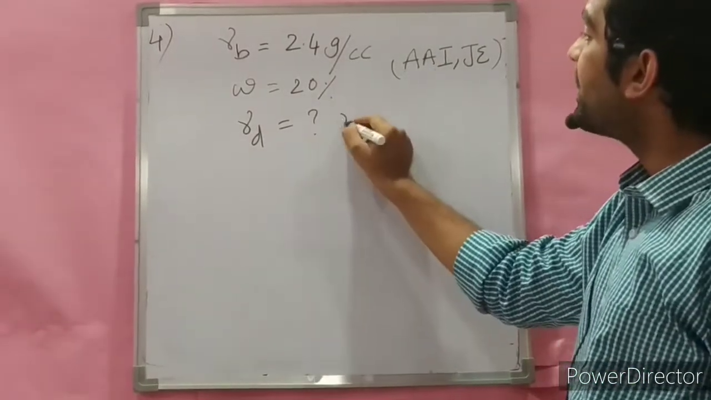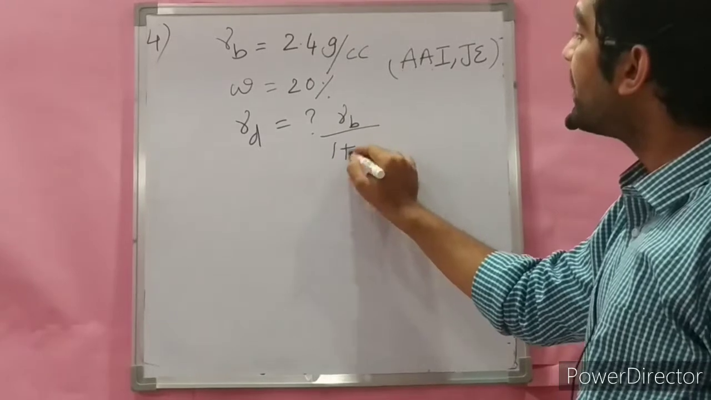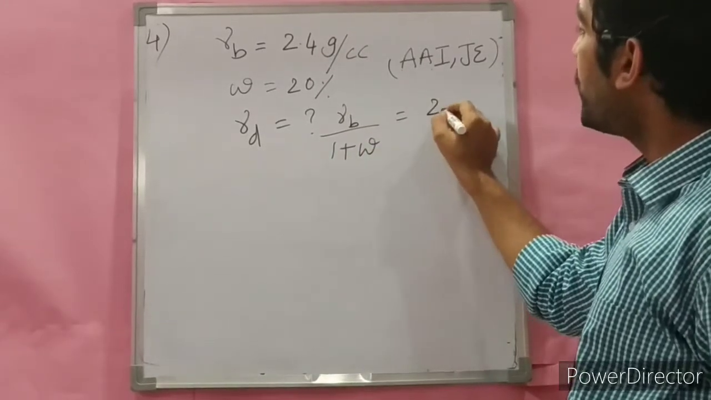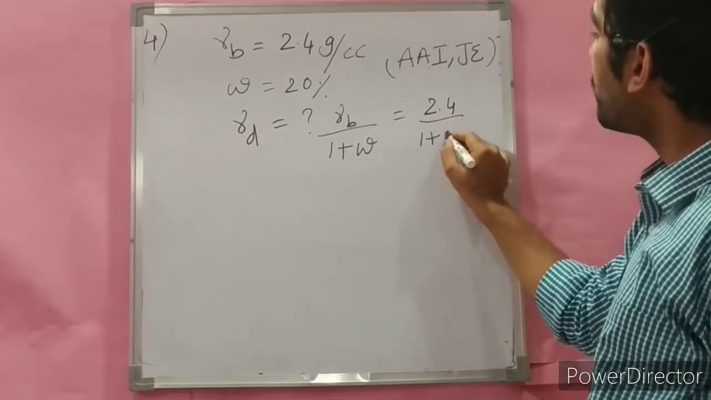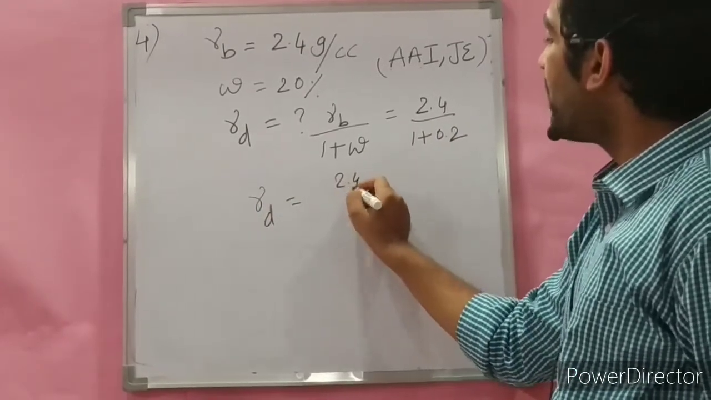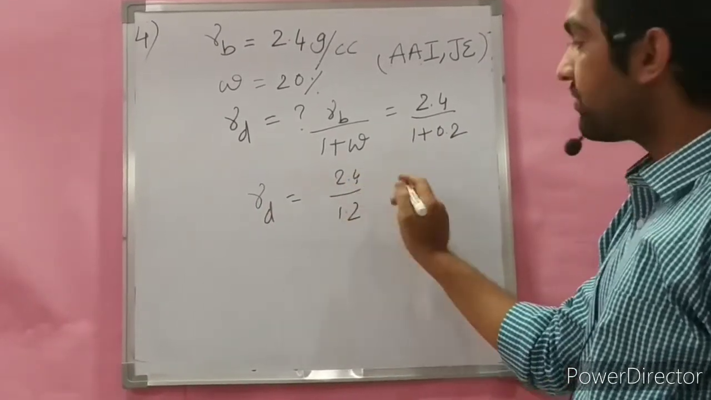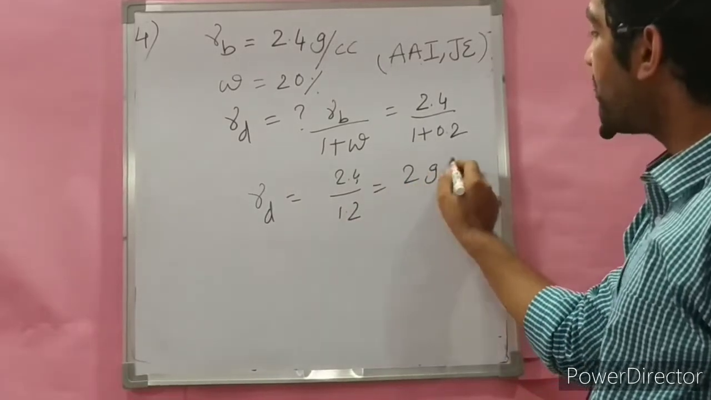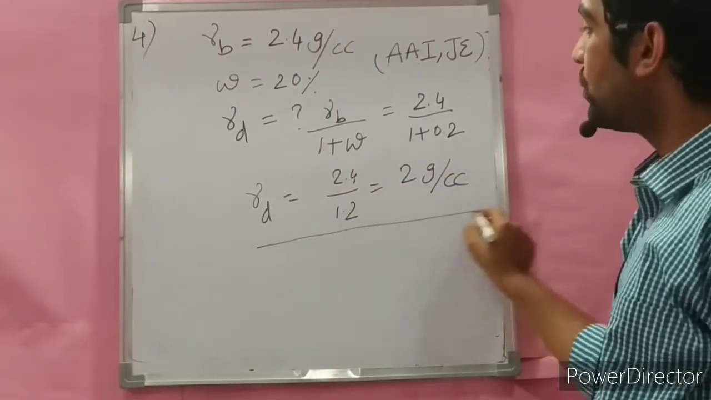So gamma dry is equal to gamma bulk by 1 plus water content. So 2.4 by 1 plus 0.2. Gamma dry is equal to 2.4 by 1.2. 12 twos are 24. So the answer is 2 gram per cc. This is the answer for question number 4.